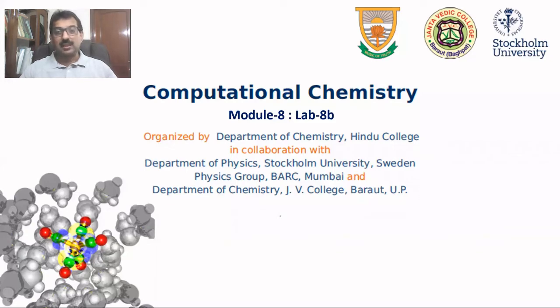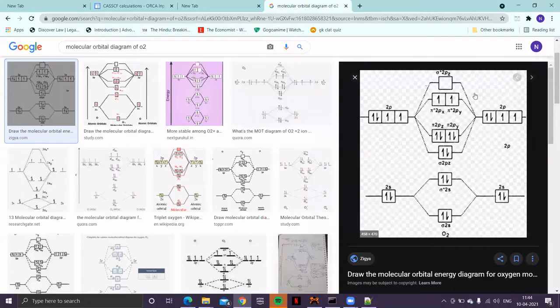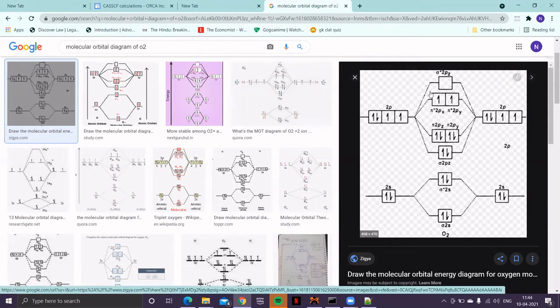But before that, I'll suggest you go through the theory lectures of the present module, which is about post-Hartree-Fock methods. This is how the molecular orbital energy level diagram of O2 will look. The highest energy two unpaired electrons are present in degenerate pi star 2p molecular orbitals. Below that, the pi 2p molecular orbitals are also degenerate. Then below that, we have the sigma 2p molecular orbital.